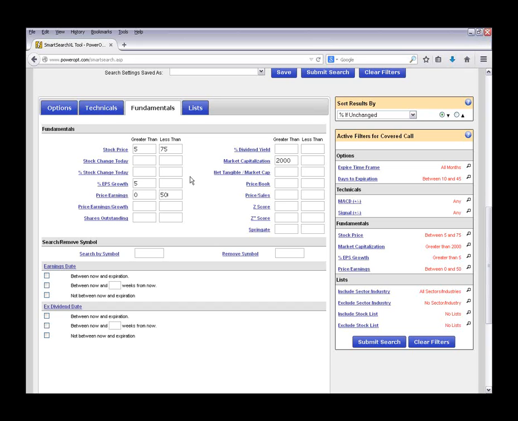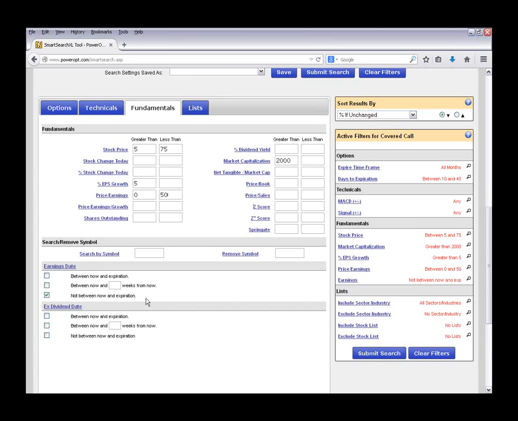so we keep that PE ratio kind of within check. In addition to that, I'm going to check the box here for earnings date, not between now and expiration. I don't want any surprises. I don't want to be in a covered call position that looked good, and all of a sudden the earnings come out. We see a 30% decline in our stock in the first month after we got in the position.